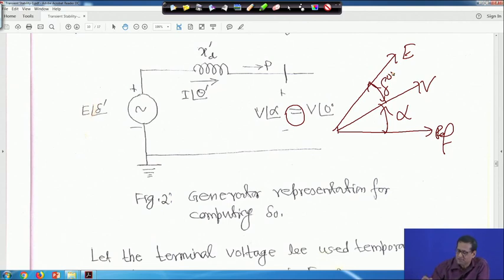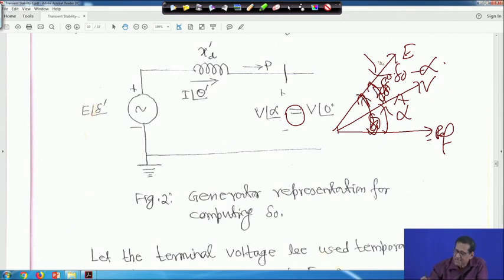So, this is my reference, this is V, and this angle is delta 0, with respect to the reference. So, this angle will be delta 0 minus alpha, right. That means with respect to the reference, this angle is alpha, and with respect to this one, this angle was delta 0, that means this complete angle was delta 0, right.